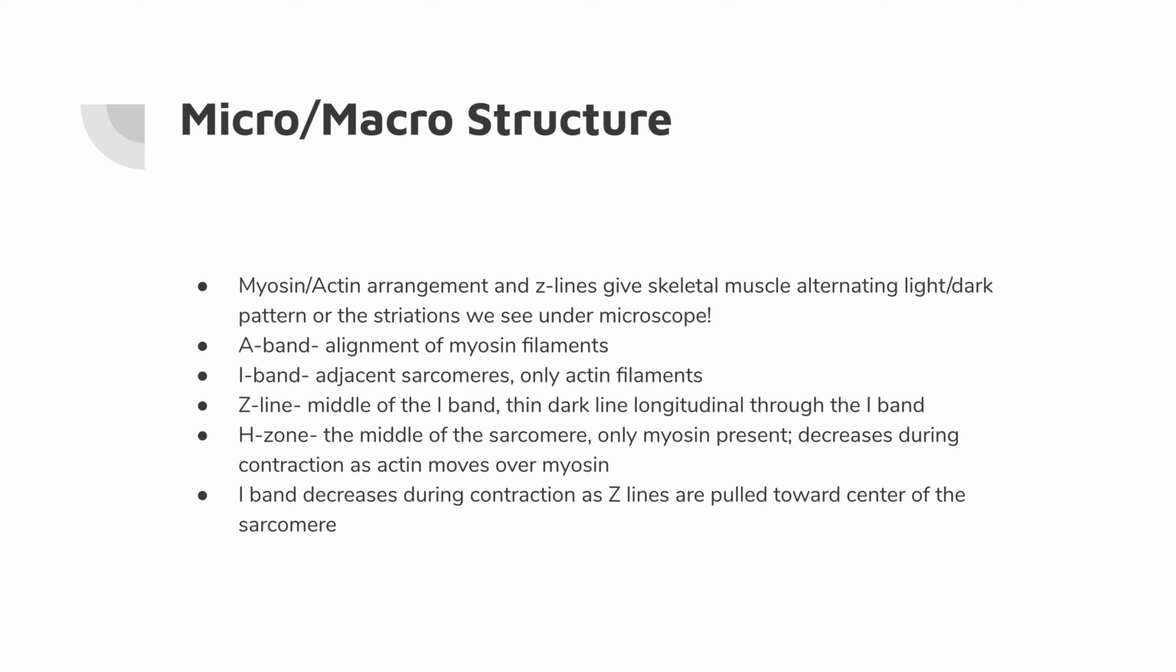Then you have the H zone, which is the middle of the sarcomere. Remember, our M zone is right in the middle of that H zone. And it's only myosin present. And this is going to decrease when we actually see a muscle shorten. So that area of the sarcomere will actually come close to disappearing when we see a muscle actively shortening, because the actin is moving over the top of the myosin. So we're not having such a thick H zone anymore until it returns back to a normal length. And then subsequently we see the I band, which is where those Z lines are. That's going to decrease during contraction as the Z lines are pulled towards the center of the sarcomere. So those are our two areas where we're going to see some shortening occur.